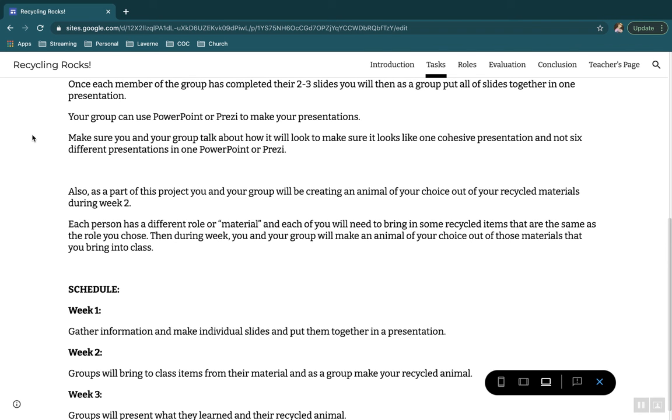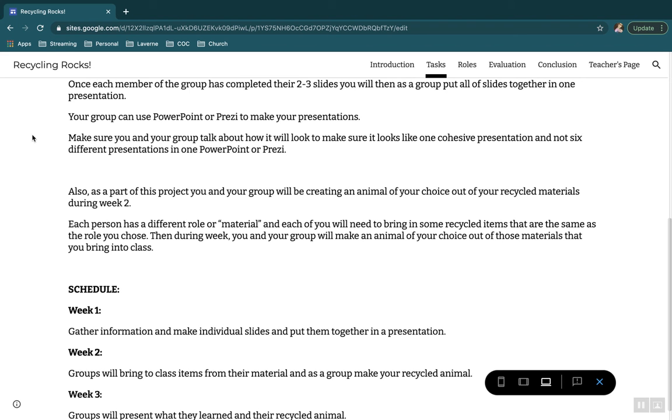Once each member of the group has completed their 2 to 3 slides, they'll come together as a group and create one cohesive PowerPoint or Prezi presentation. And they need to talk as a group how it's going to look so that it looks like one cohesive presentation and not 6 different presentations jammed into one PowerPoint.